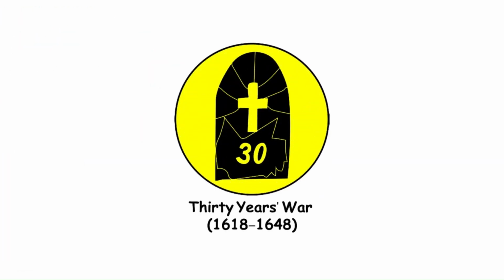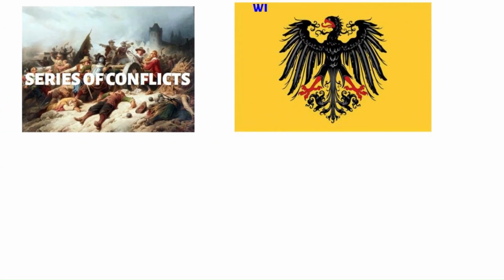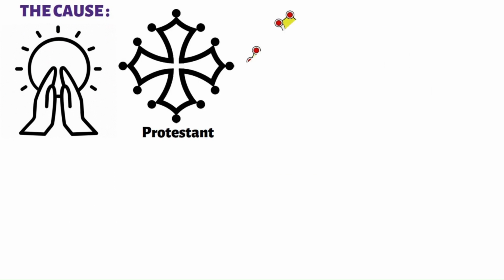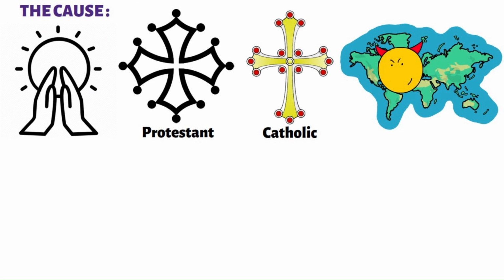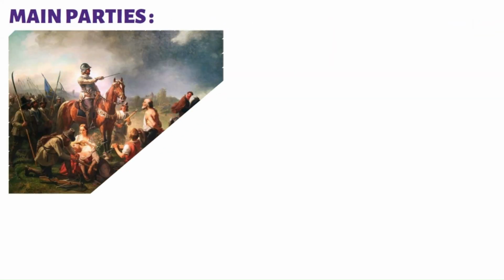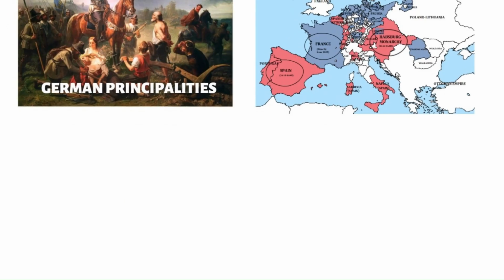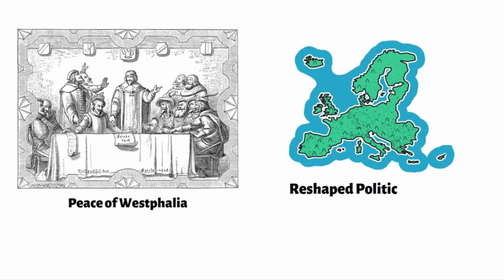30 Years' War, 1618 to 1648. The 30 Years' War was a series of conflicts primarily within the Holy Roman Empire. The cause was religious tensions between Protestant and Catholic states, alongside political and territorial ambitions. The main parties included various German principalities and major powers like Spain, France, Sweden, and the Habsburg Empire. The war ended with the Peace of Westphalia, which reshaped the political and religious map of Europe.